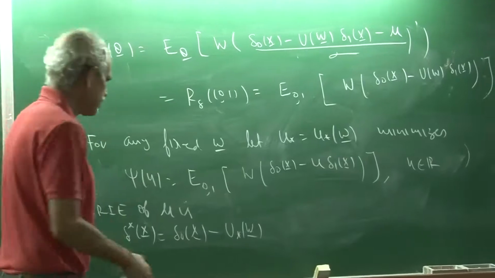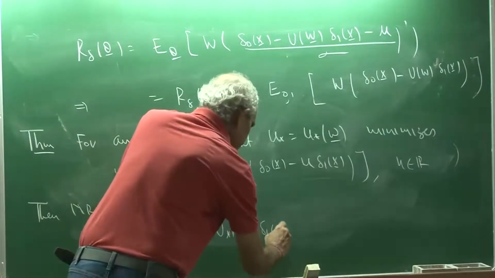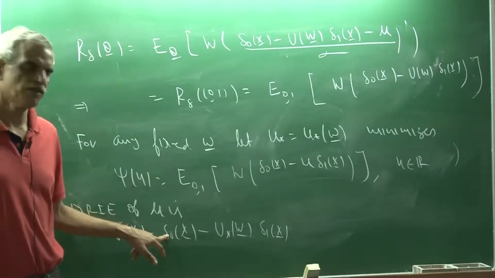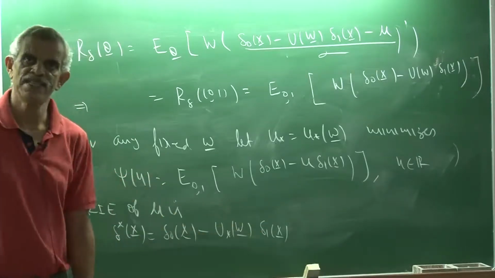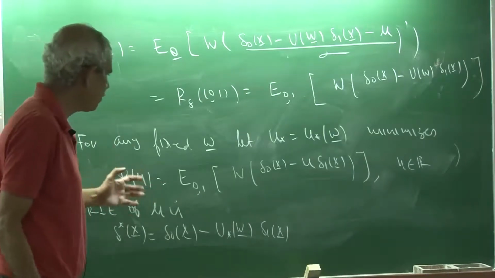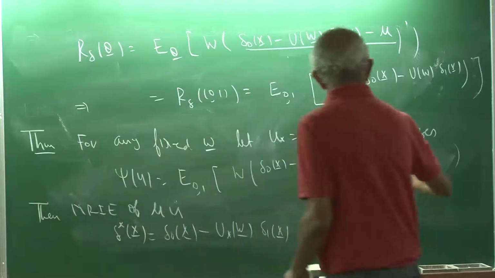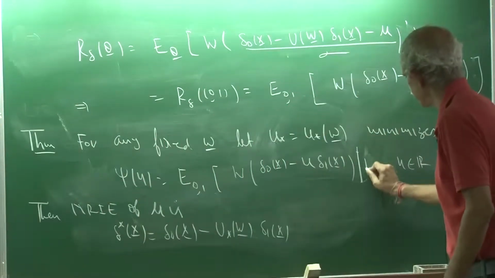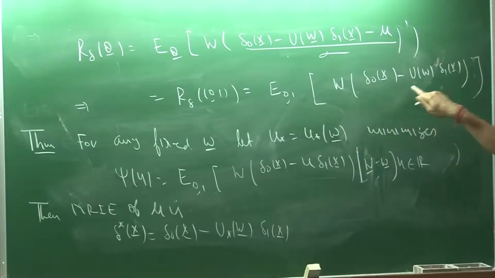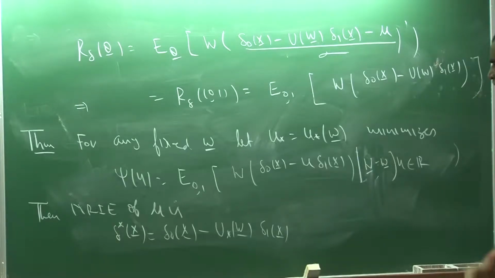My delta 1 was anyway given to us. So I start with a given delta naught, which is an affine invariant estimator of mu, and a given delta 1, which is an affine invariant estimator of sigma. I try to find out u star w, which minimizes this conditional expectation, because I'll be writing this as an expectation of a conditional expectation. So inside the expectation, I'll try to minimize for every fixed w. So this is what the MRE is.